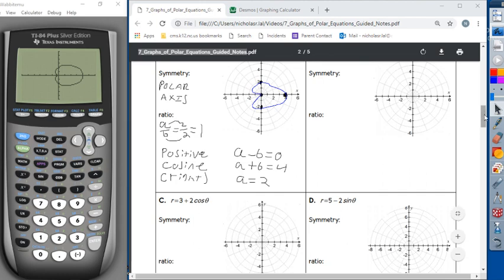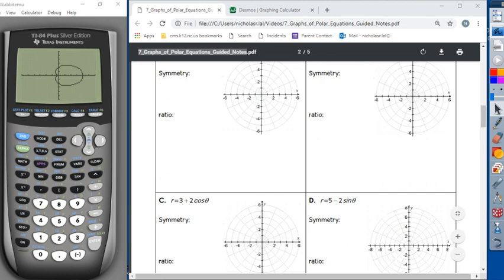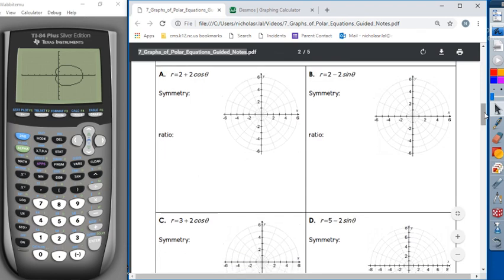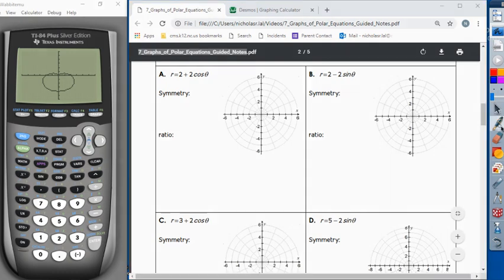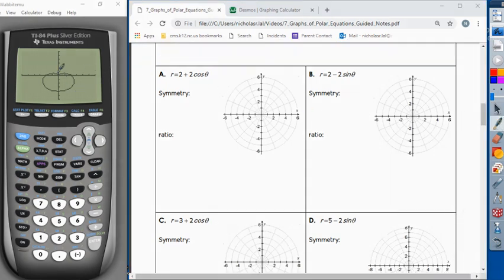Alright, let's move on to part B. r equals 2 minus 2 times the sine of theta. Graphing this, hopefully you can see on the graph symmetry with the y-axis.